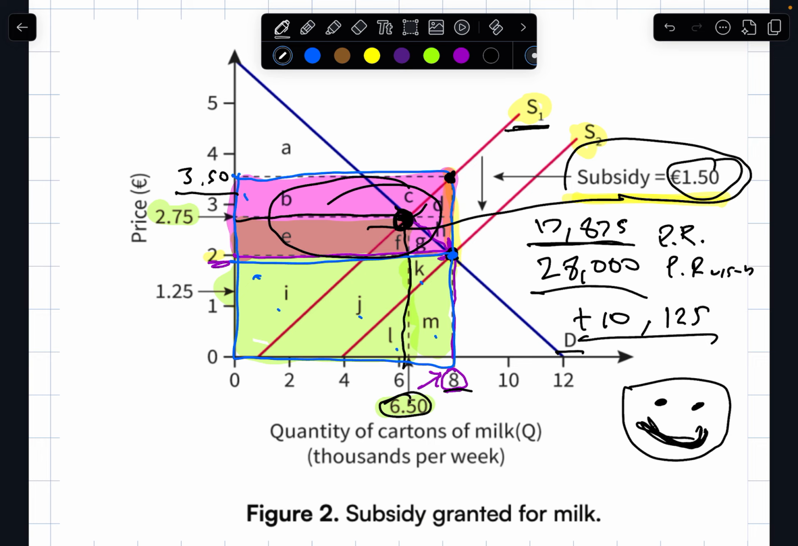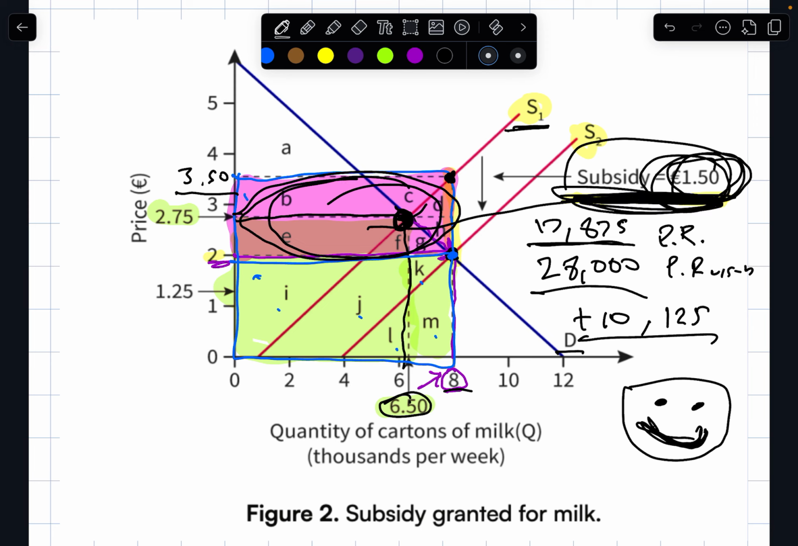So big take home here is both the producers and the consumers are happy. Now, one final point to keep in mind, though, is this money, right? This Euro 50, this whole area here. This is not necessarily free, right? We know that this money comes from somewhere.